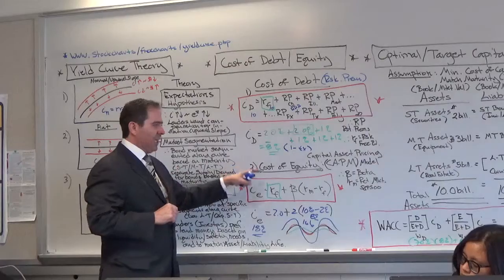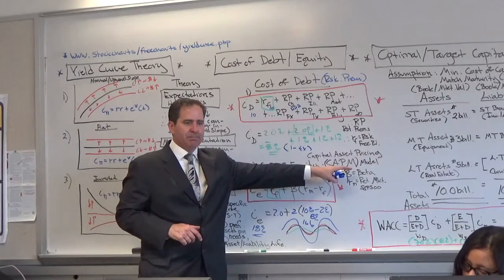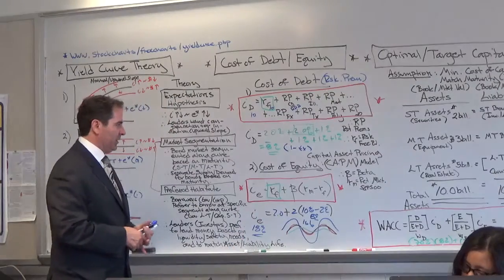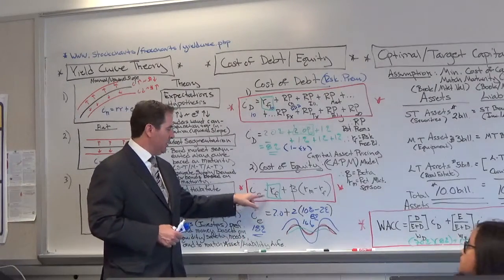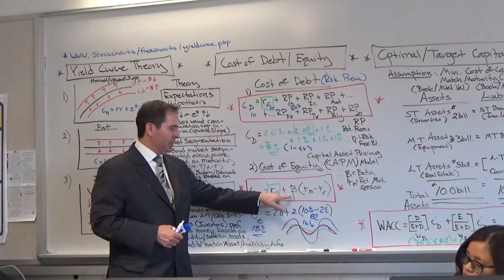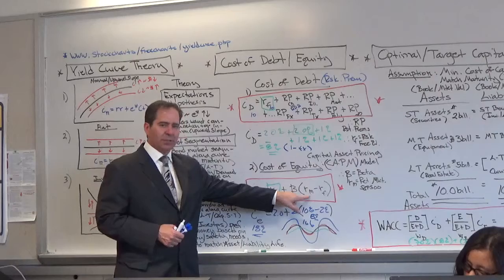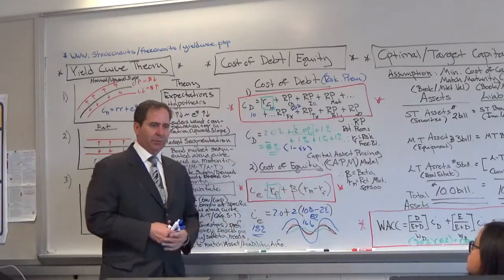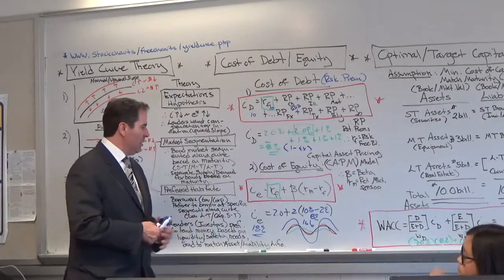To get to the cost of equity, we're going to use the capital asset pricing model, or CAPM. Okay, you need to burn that into your brain. CAPM basically states that the cost of equity is the risk-free rate plus the beta, or a measure of systematic risk, times the return on the market minus the risk-free rate. Well, we already know what the risk-free rate is. It's 2%.